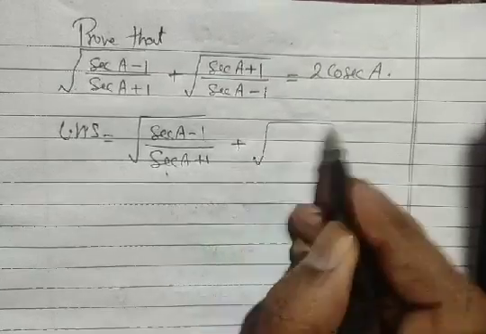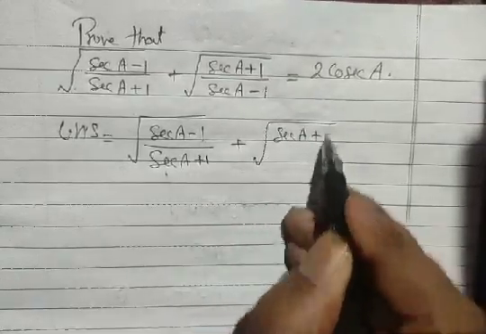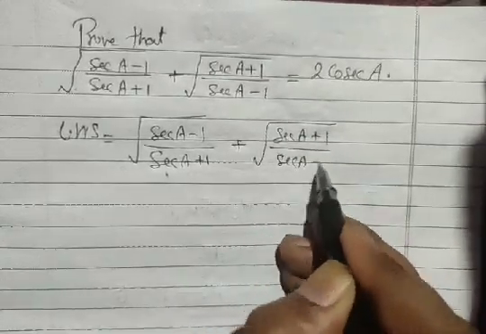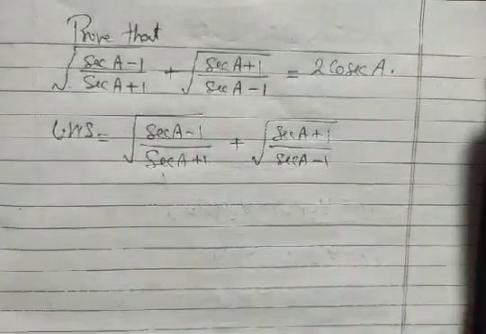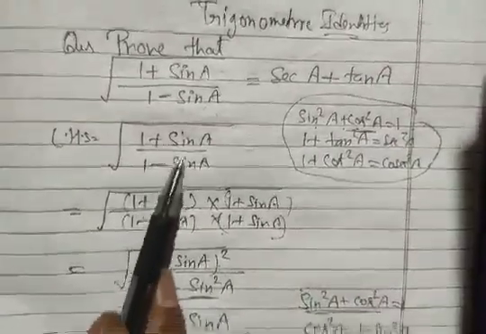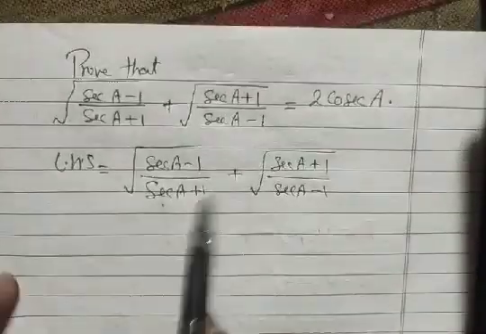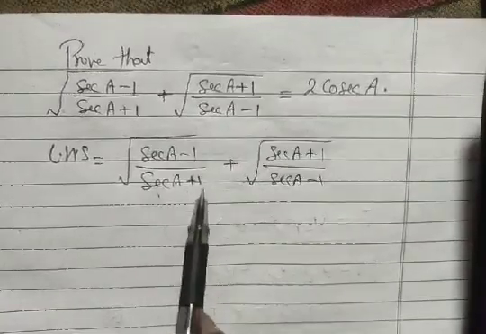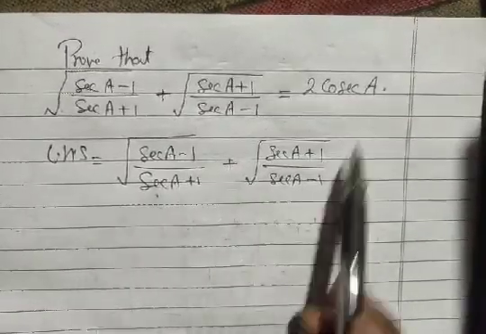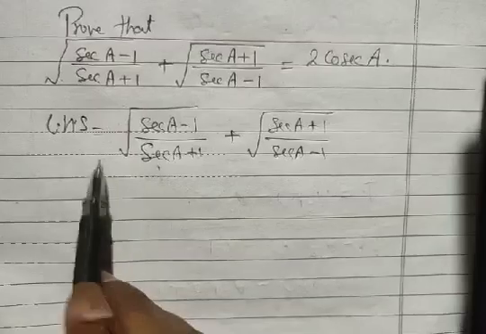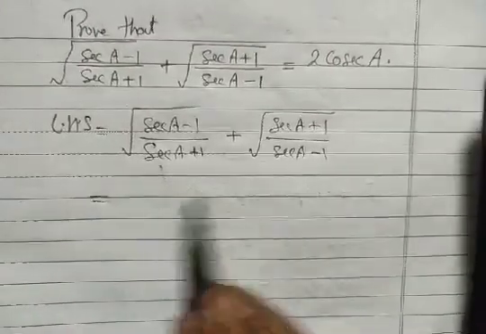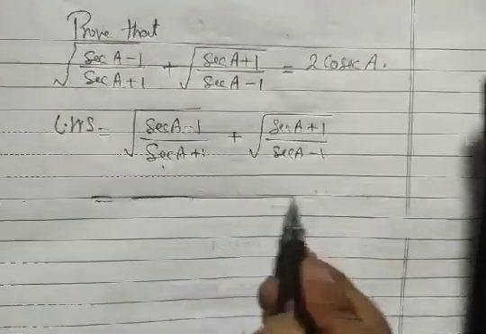Now here what do we have? 1/(sec a + 1) and 1/(sec a - 1). In our last topic, we had a problem where I rationalized. You can try the same way here, rationalizing this one, and you get the required result. But what I am going to do is take the LCM and then solve it.